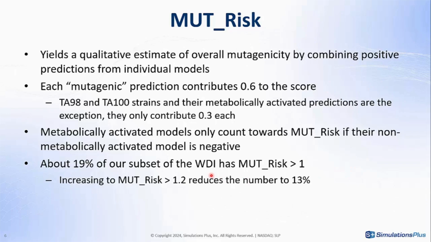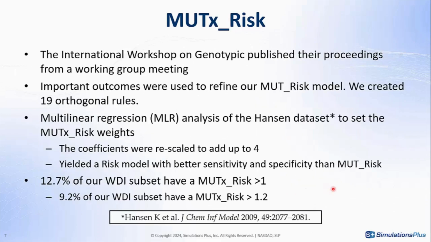And what we do with our risk rules is that we apply all the models to the subset of the World Drug Index, which is about 2,200 compounds. And then we count how many would have a mute risk above 1 based on these scores. And that gives about 19%. Typically, we try to get it around 10%. So if you increase the mute risk threshold to 1.2, it would equal 13%.